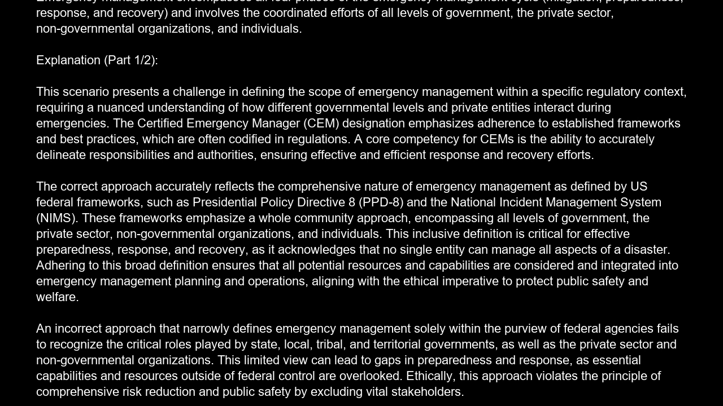This limited view can lead to gaps in preparedness and response, as essential capabilities and resources outside of federal control are overlooked. Ethically, this approach violates the principle of comprehensive risk reduction and public safety by excluding vital stakeholders.